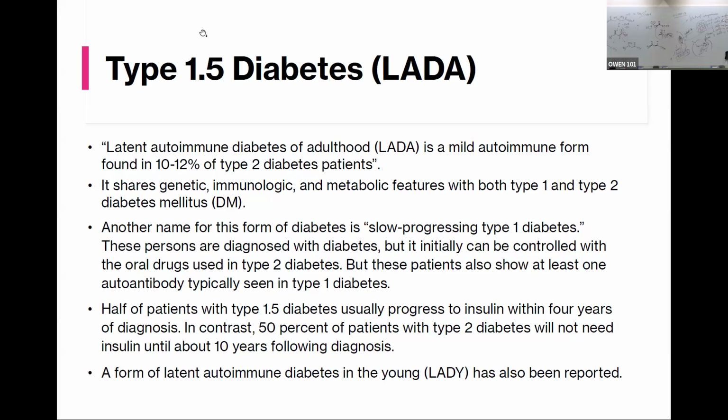But recently, even this kind of situation occurs in young people as well. That's why they have a new terminology called LADY. So latent autoimmune diabetes in the young, right? So it's not really for the adult anymore, but young people also have this kind of condition.